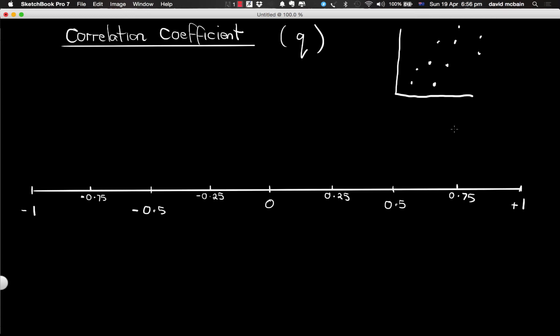But there's actually a much more accurate way of deciding whether the relationship is positive, moderate, weak, or non-existent. Rather than just using our eye and approximating, we can use a process to come up with what's called a correlation coefficient, a value that tells us how strong the relationship is between the two variables. We designate it with the letter little q.